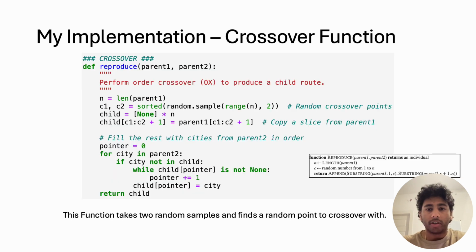The crossover function is responsible for the reproduction of 2 routes. The 2 routes are split at 2 random points compared to the 1 random point shown in the textbook and spliced together, creating a new child that is a combination of the 2.